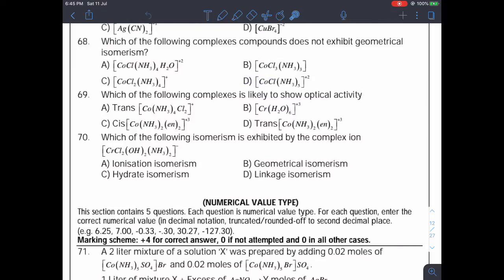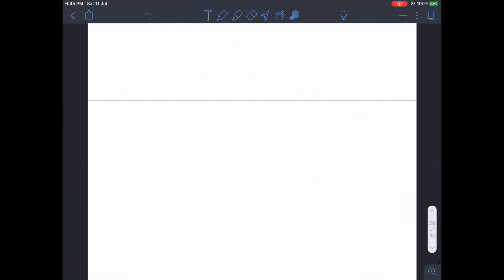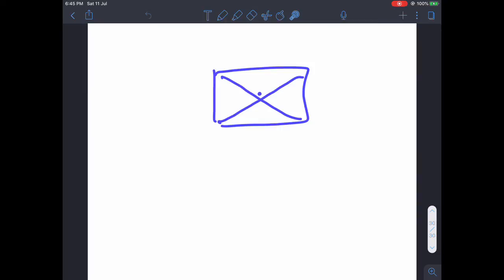Now 69, which of the following complexes is likely to show optical activity? Optical activity. Okay. So let's talk about them. So we have the first case, the trans of this molecule. So trans of this molecule means 4 ammonia and 1 cobalt. So you can see here trans. So trans means what? So let's look at here.